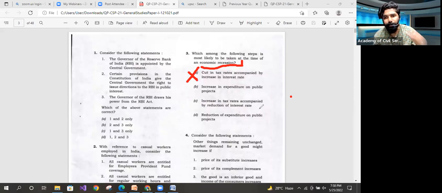Increase in the tax rates accompanied by reduction of interest rates. Not like we cannot do that. Reduction of expenditure, definitely not. So I got the right answer, option B. So I will attempt the option. This one also I attempted, and option D.